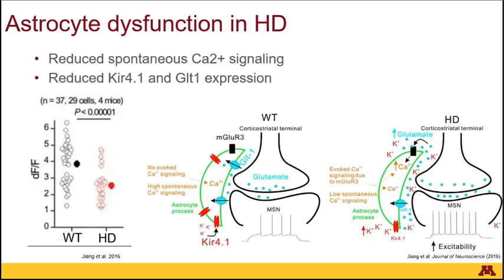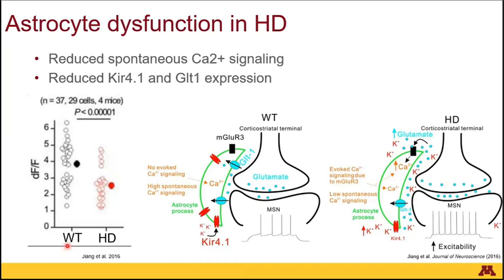Astrocytes can release gliotransmitters, which are like neurotransmitters, except released from astrocytes, and they can have direct impacts on synapses and influence circuit outputs. Intracellular calcium elevations can cause the release of gliotransmitters, so a lot of astrocyte researchers will look at astrocyte calcium signaling as a measure of astrocyte function. And so that's been done in HD, and astrocyte dysfunction was seen.